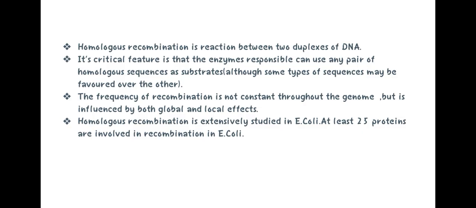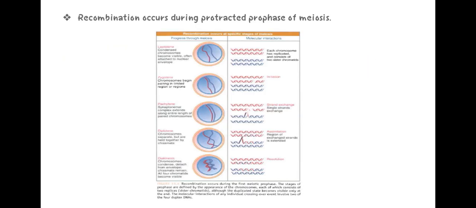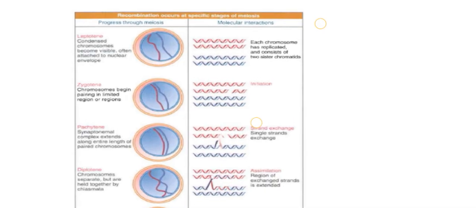The frequency of recombination is not constant throughout the genome, but is influenced by both global and local effects. Homologous recombination is extensively studied in E. coli. At least 25 proteins are involved in recombination in E. coli. Recombination occurs during the protracted prophase of meiosis.